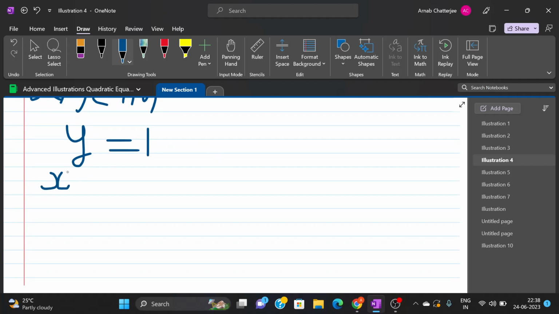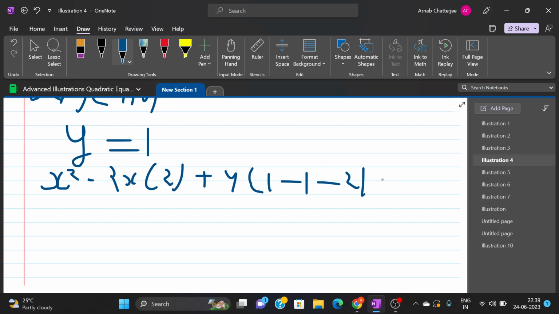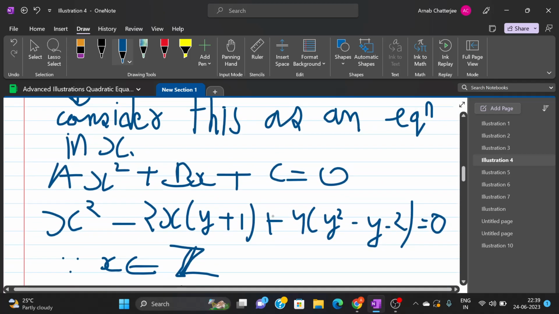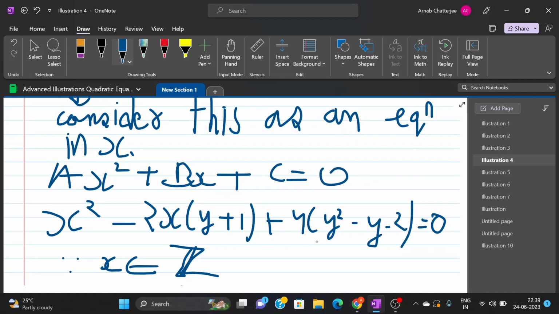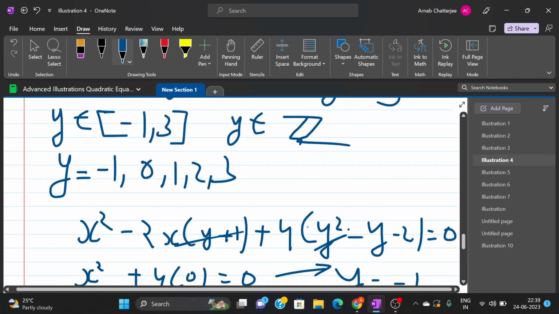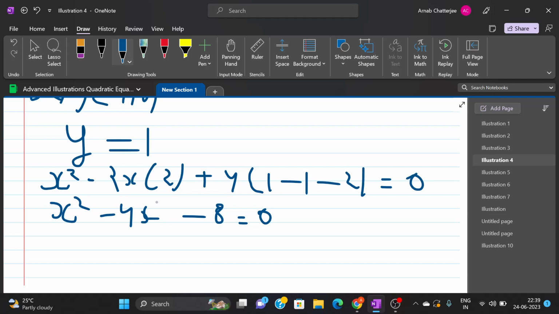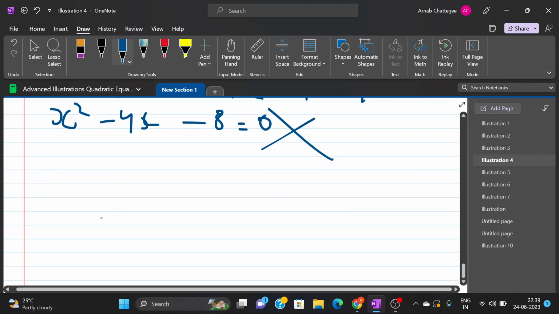Now similarly we will put y equal to 1. In that case the equation will become x square minus 2x times 2 plus 4 times y square minus y minus 2, that is 1 minus 1 minus 2, equal to 0. So this becomes x square minus 4x minus 8 equal to 0. From here we will not get any integer pair because the discriminant is 16 plus 32, which is not a perfect square, so we reject this. So y equal to 1 is not a good choice.